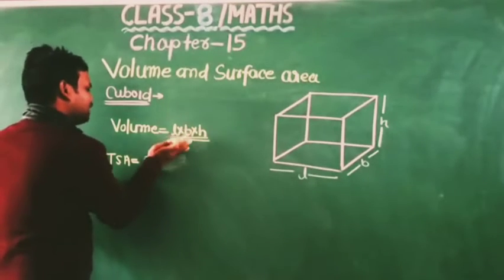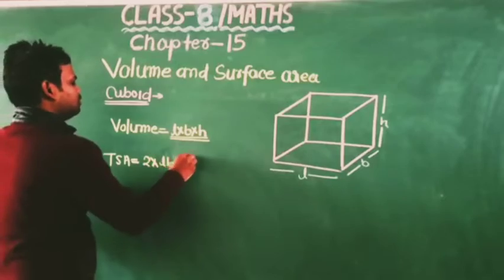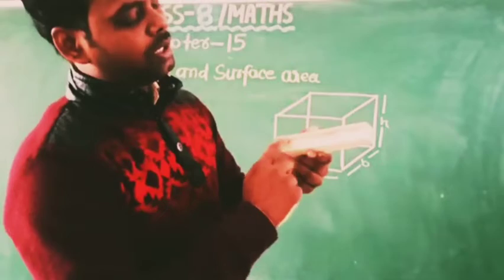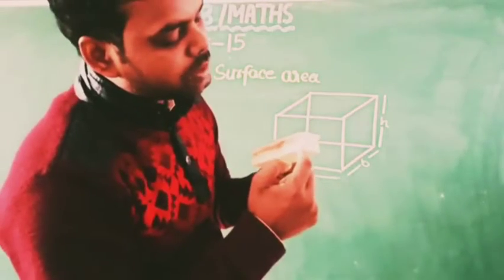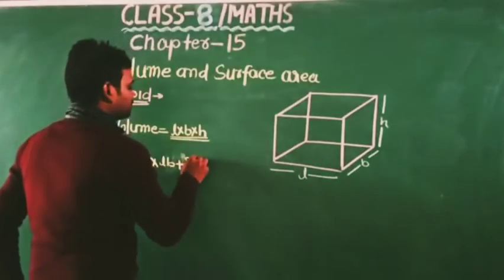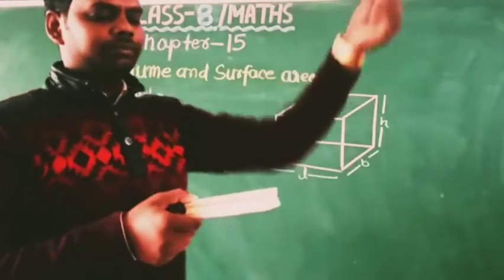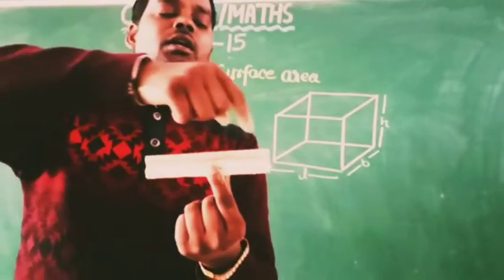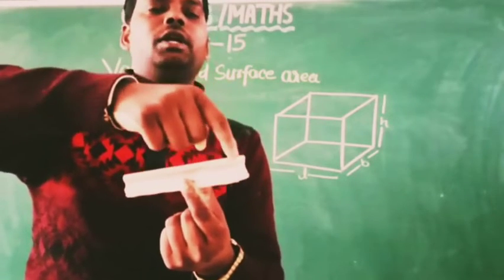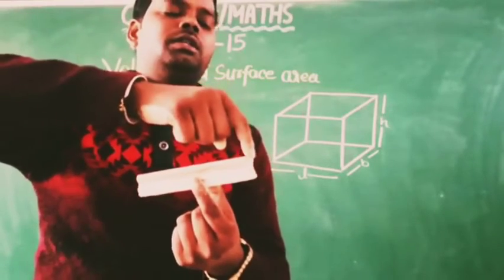2 times LB plus 2 times, same as here, this is B and H. So 2 times B into H. And here, top and bottom. Top is this is a length and this is a breadth. Okay, this is a length and this is a breadth.